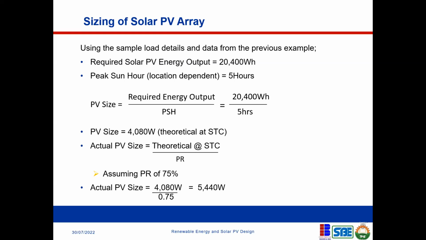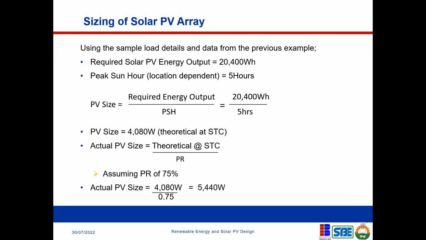So performance ratio varies across the board. In the first class, I explained how performance ratio is affected. If you deviate from the standard test condition, the performance ratio begins to change. So it depends on the level of deviation from the standard test condition.